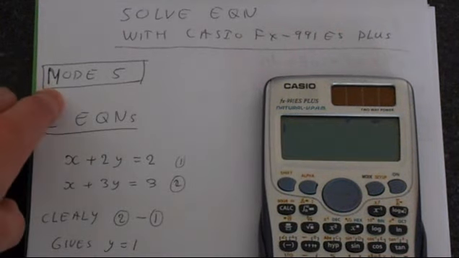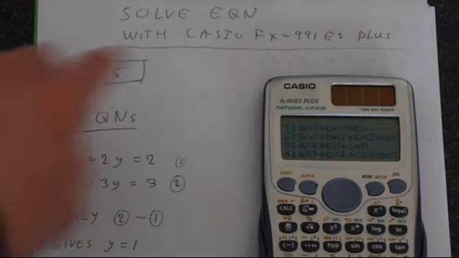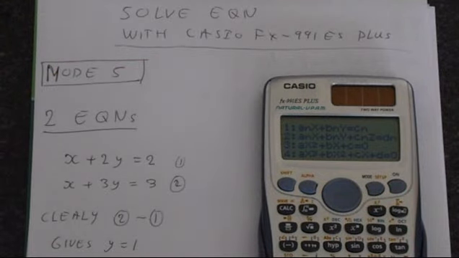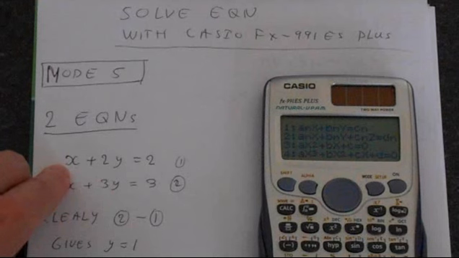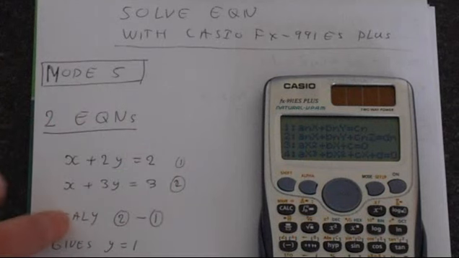So the mode that we need to use is mode 5. So press the mode button and 5 and that gets us in the correct mode and gives us the options that we need. So the equation we're going to solve is a very simple one. 2x plus 2y equals 2 and 2x plus 3y equals 3. We've called these equation 1 and equation 2.